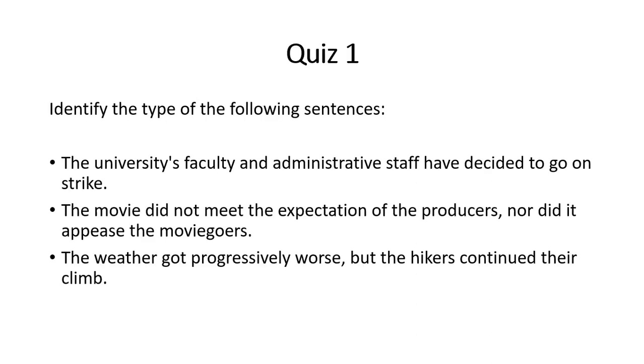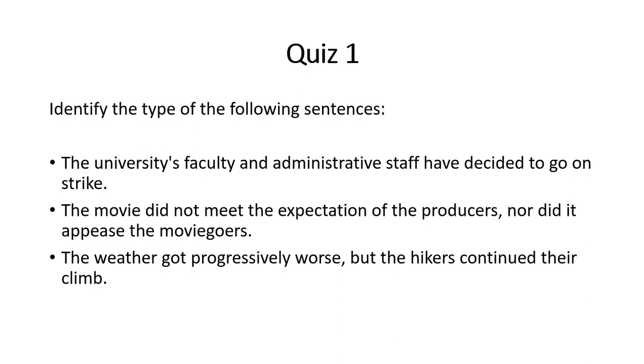So quiz 1, I'm going to ask you some questions, or one question in fact. So identify the type of the following sentences. We have: the university's faculty and administrative staff have decided to go on strike. So here tell me which type of sentence is this. Is it, for instance, the simple sentence, compound sentence, or complex sentence?